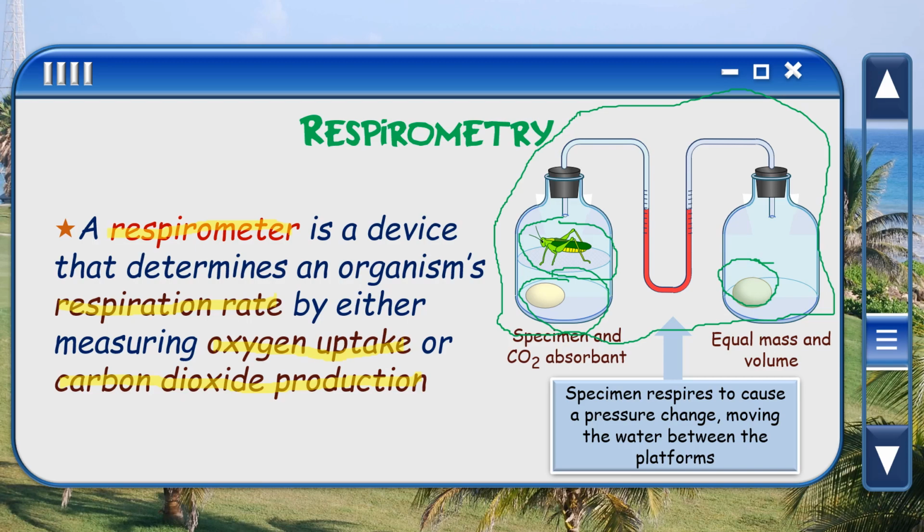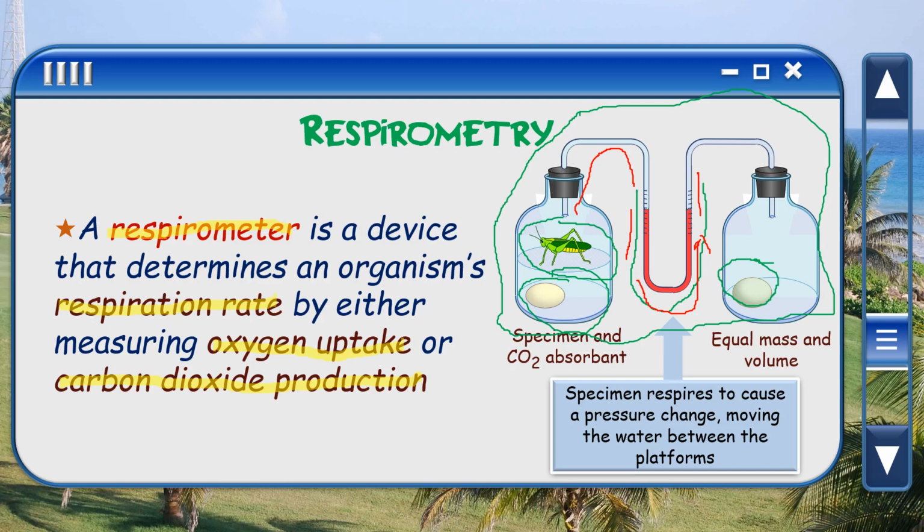Now it will pass through, and in the middle we have our tube which has water. As the specimen respires, it can cause a pressure change, moving the water between the sides. When it is respiring, it will produce gas, which will come in here and may force the water to move in the other direction. So this side is going to go down and this side will go up. That change in the pressure can be noted.